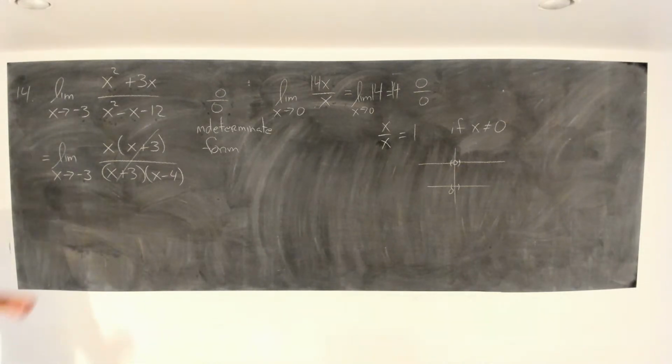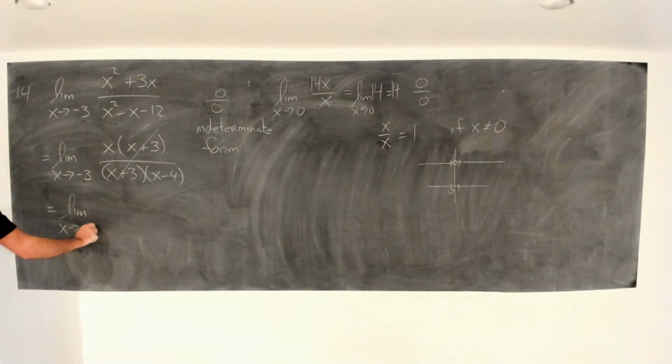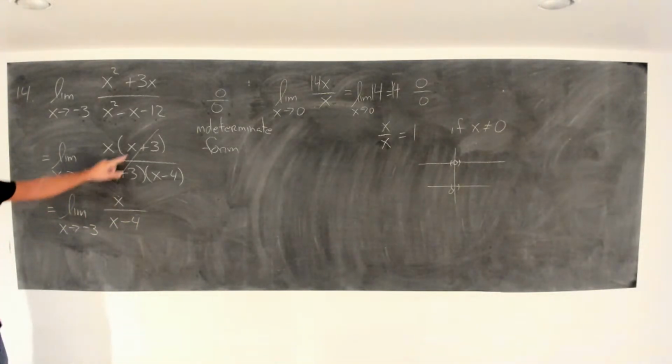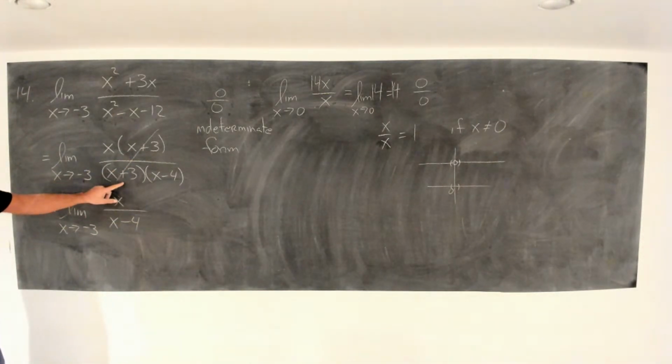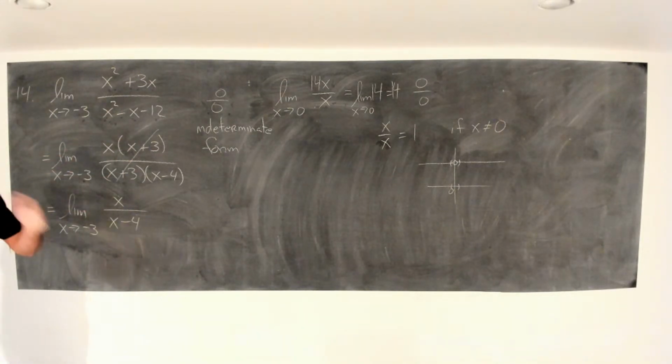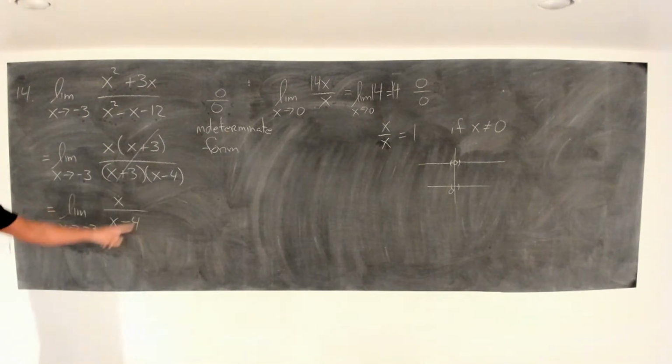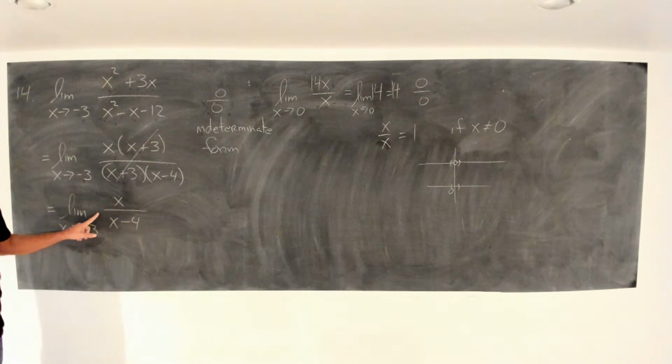This could be a point of discontinuity. We'd have to see. Have not introduced that term yet. Maybe by the end of today's lecture. But the point is, we're canceling a non-zero number over itself. A non-zero number over itself is 1. So we're good to go. And now we have something well behaved.